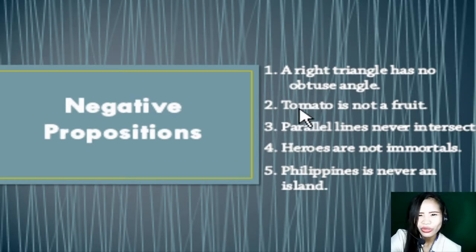Okay, tomato is not a fruit. Parallel lines never intersect. Heroes are not immortals. Philippines is never an island. So, as you observe in the statements here, although some are true, these are considered negative propositions.